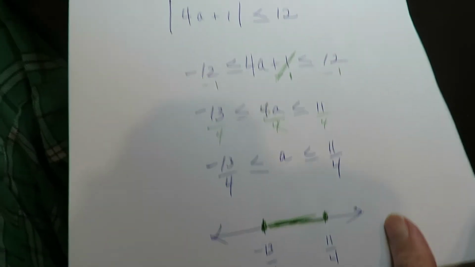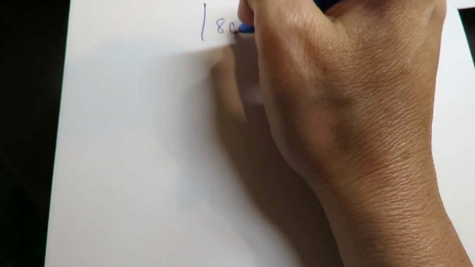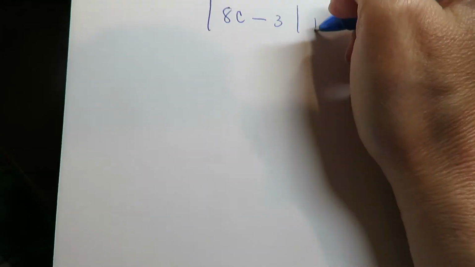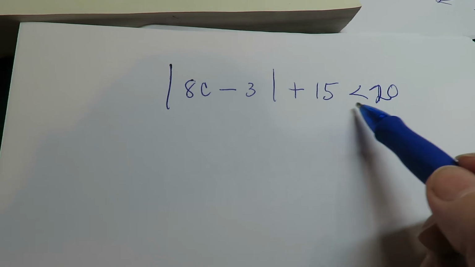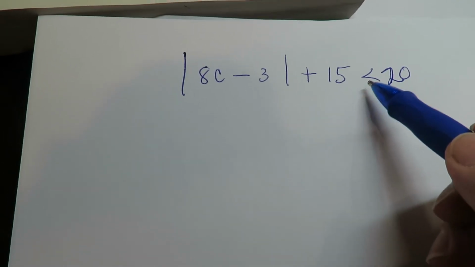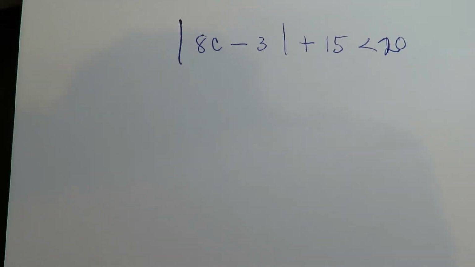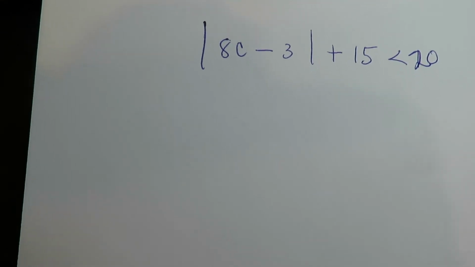All right, let's do another one. Let's have some more fun here. Let me eyeball your homework again. Okay, I like this one. Let's try this guy. 8c minus 3 plus 15 is less than 20. Now notice this one doesn't have the bar on it. So this is going to be slightly different in the answer. Pretty much the same, but just a slight difference.